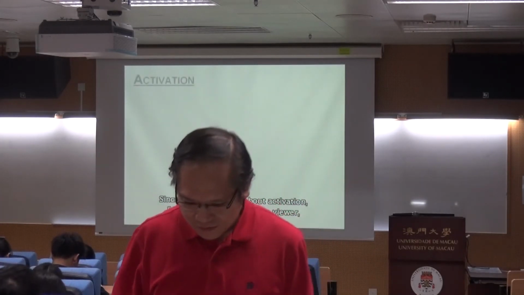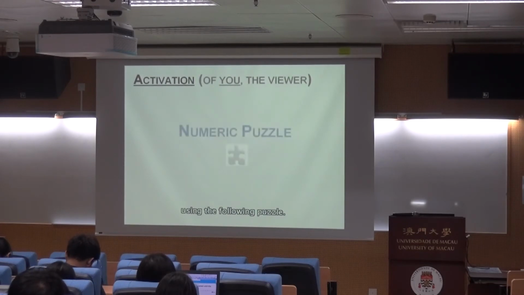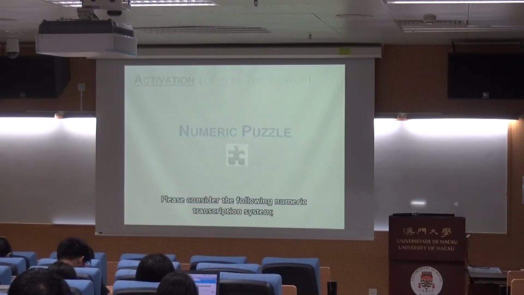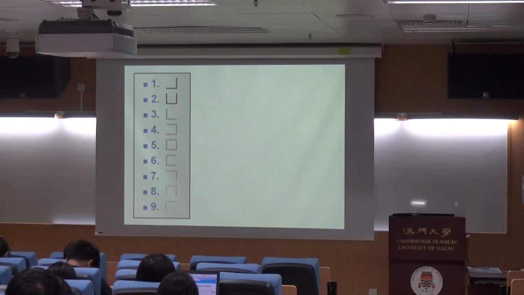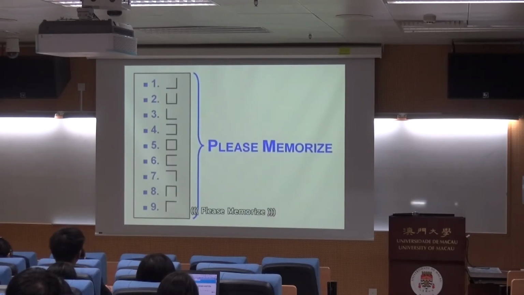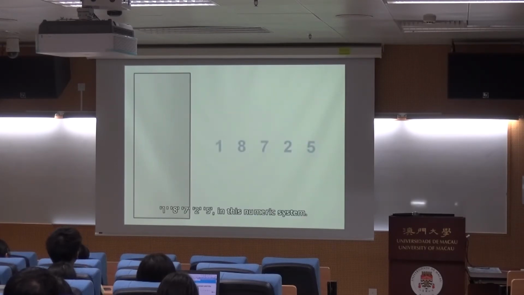Since we were talking about activation, I'd like to activate you, the viewer, using the following puzzle. Please consider the following numeric transcription system, where 1 is written like this, 2 like this, and so forth. I'll give you 10 seconds. Now I'd like you to write down, say, the last 5 digits of my office phone number. 1872.